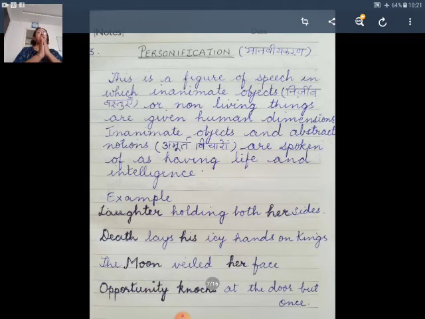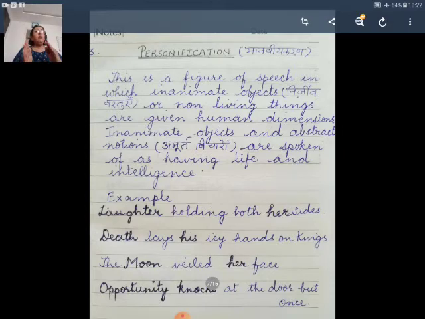तो उसमें मानवीयकरण की डायमेंशंस आ जाती हैं. जैसे फॉर एग्जाम्पल, see, this is a figure of speech in which inanimate objects, means निर्जीव वस्तुएं, or non-living things are given human dimensions. Inanimate objects and abstract notions, means अमूर्त विचार, are spoken of as having life and intelligence. Example, laughter. Now laughter is just an abstract notion. We started seeing it as a person. So we are giving it human qualities.